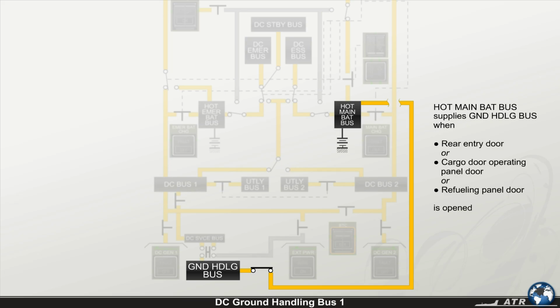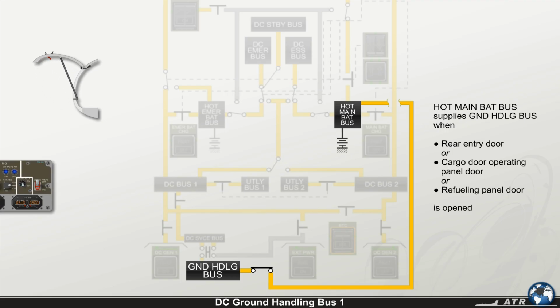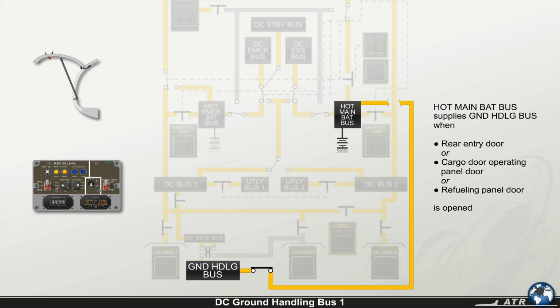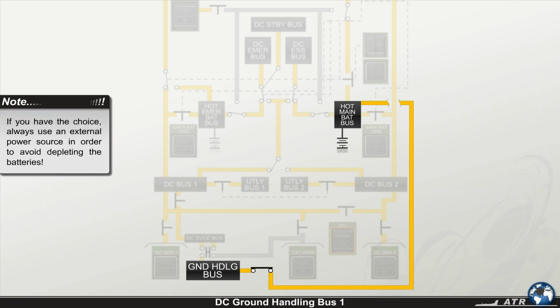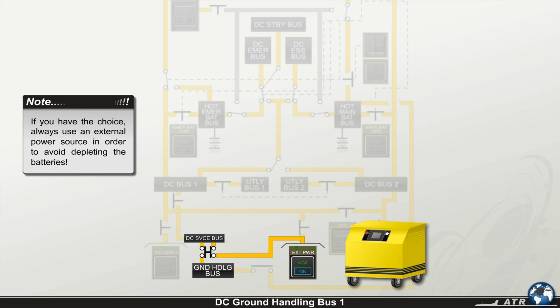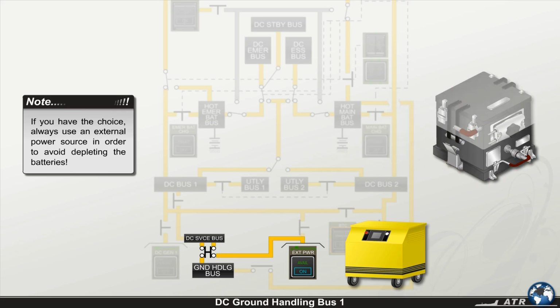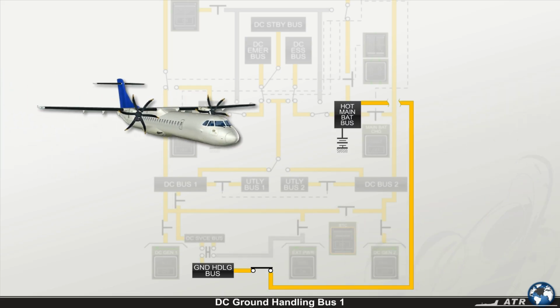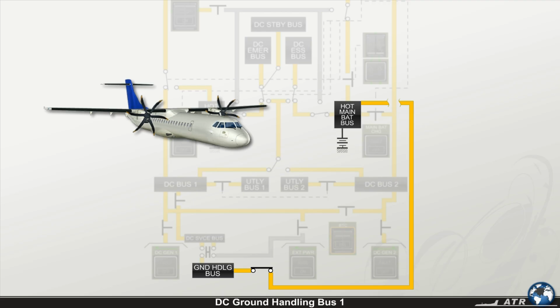This bus provides the necessary electrical power for the cargo door and the refueling system operation. Note that if you have the choice, always use an external power source in order to avoid depleting the batteries. After takeoff, since the loads supplied by the ground handling bus are not required in flight, the bus is automatically de-energized.